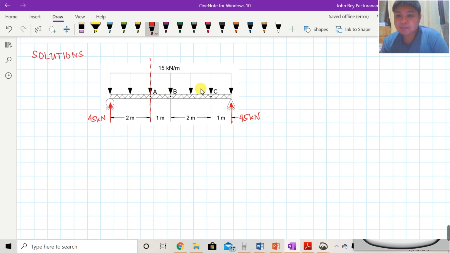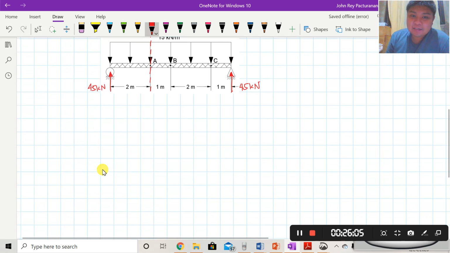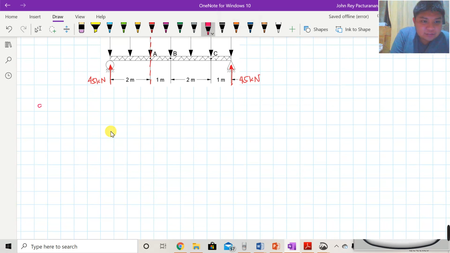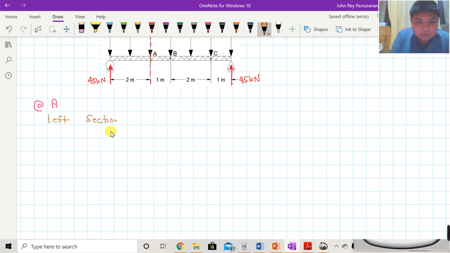But for the purpose of proving to you that whichever of the two you choose, the answer will be the same, I will do the analysis for section A considering both the left and the right section. And we will compare them to prove that they have the same value. Okay, so I hope we are clear on that. So, let's write: at section A, or at point A. Now, I will label this as the left section, and the other side as the right section.